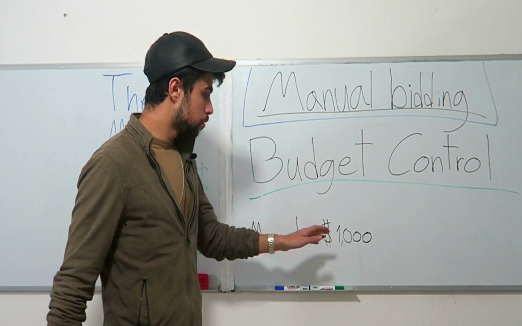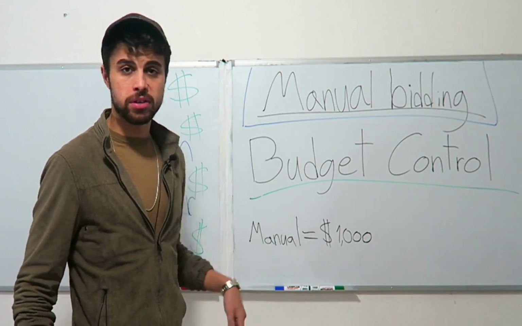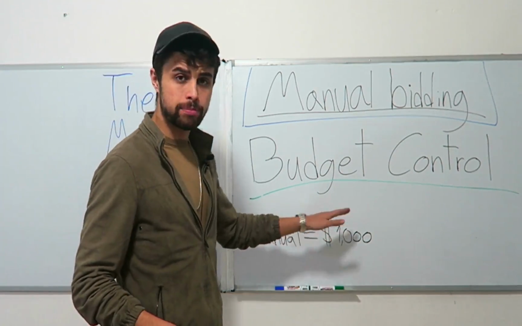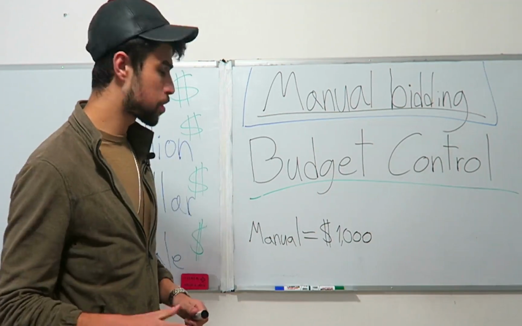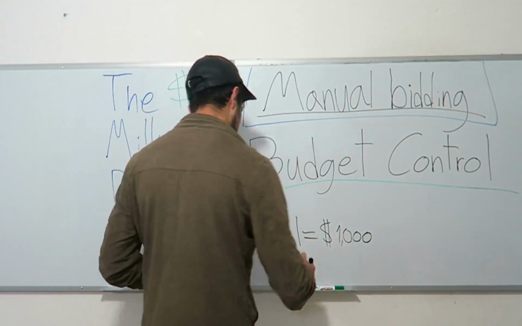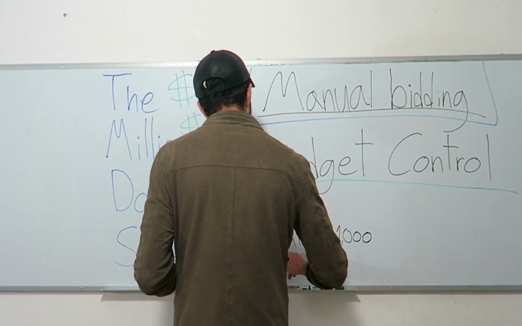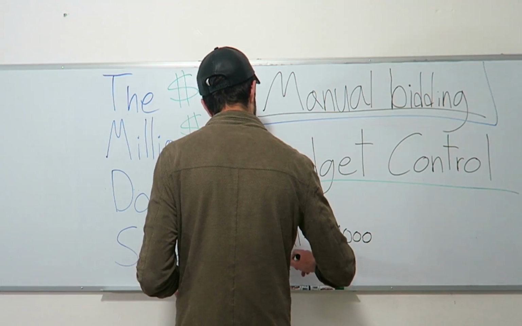So you tell it $1,000 budget. That's daily budget. You say, I don't want you to find me purchases for more than $10. Okay, so let's go. We have a bid. Now, we know our bid because we tested our ad first.